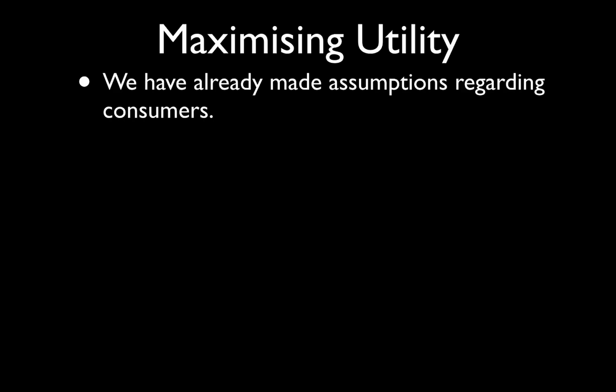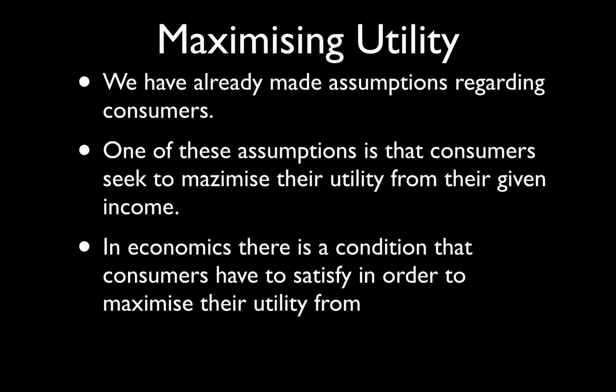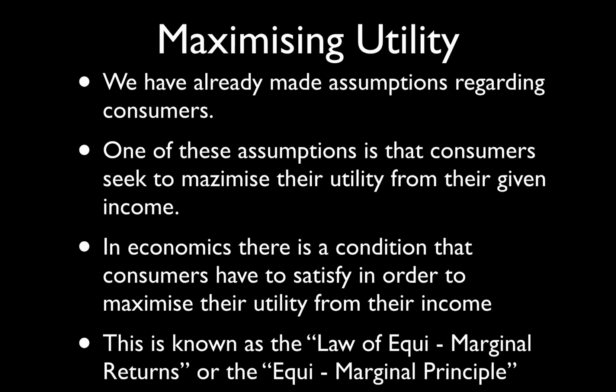Okay, now what we have done is we've made a number of assumptions regarding the consumer. One of these assumptions is that consumers seek to maximize their utility from their given limited income, and that is 100% true. And as we've already said, in economics there's a condition, a mathematical equation that consumers have to satisfy in order to maximize their total utility from their income. So we're trying to get them to maximize their total utility. That's what they want. We don't have to get anybody to do anything. That's what they want to do, is maximize their total utility from their limited income.